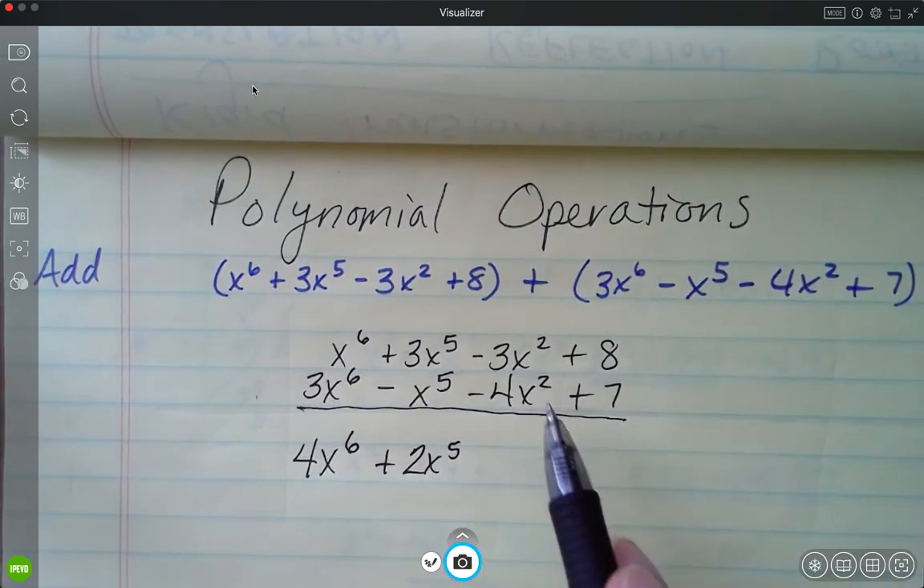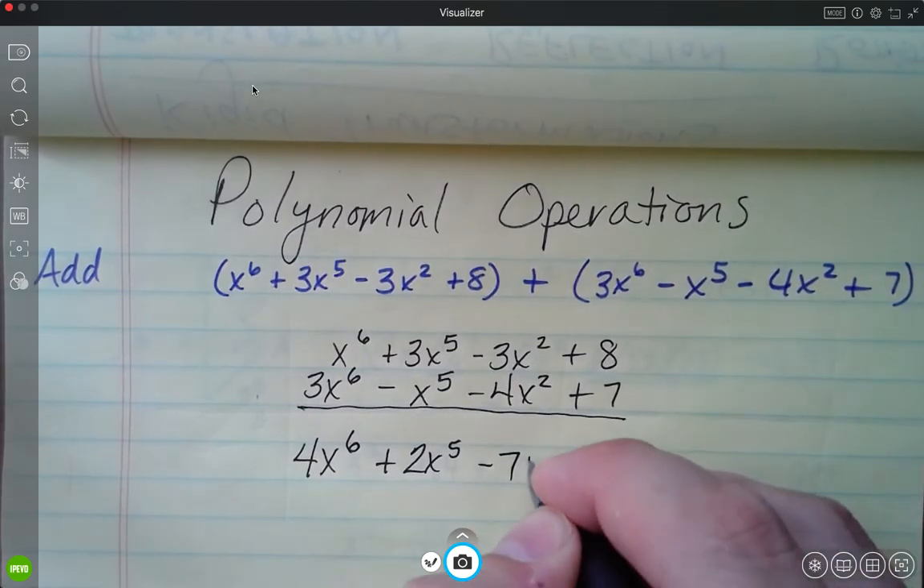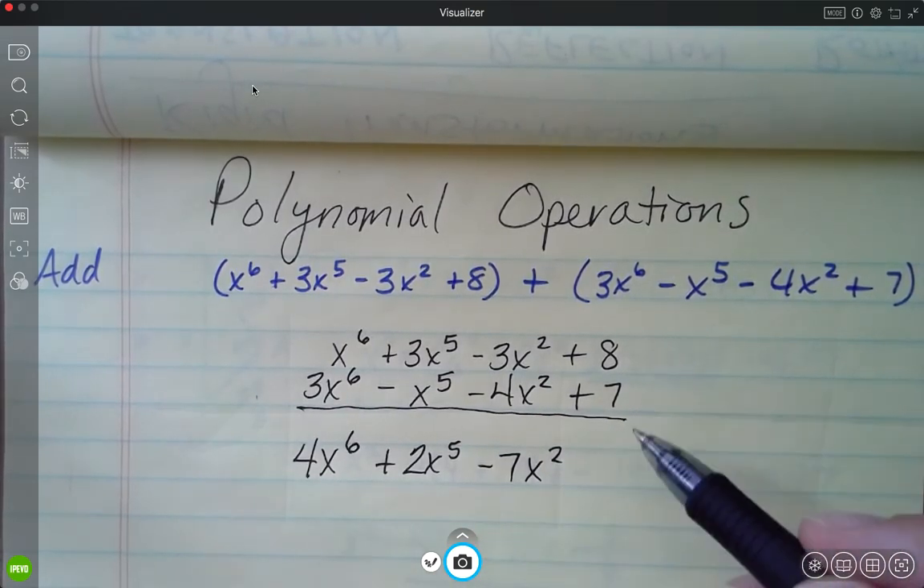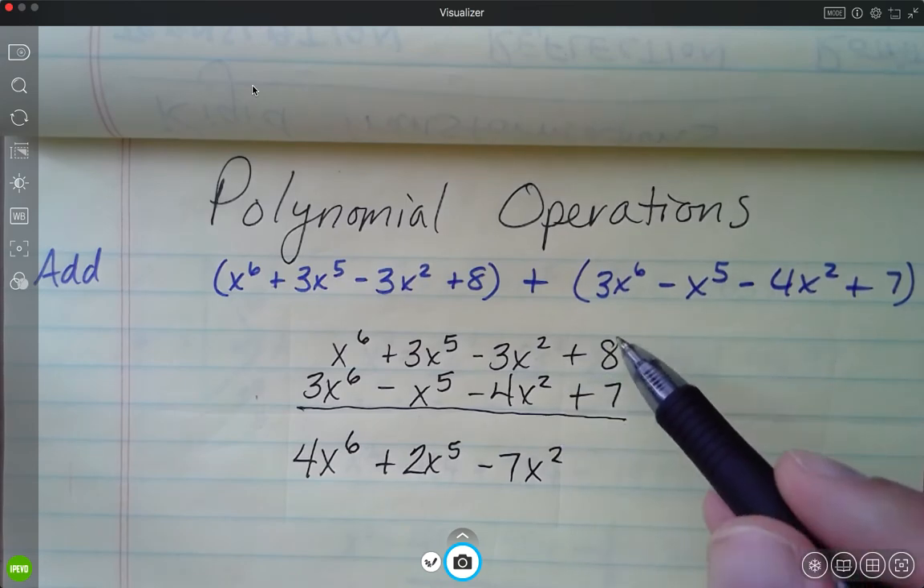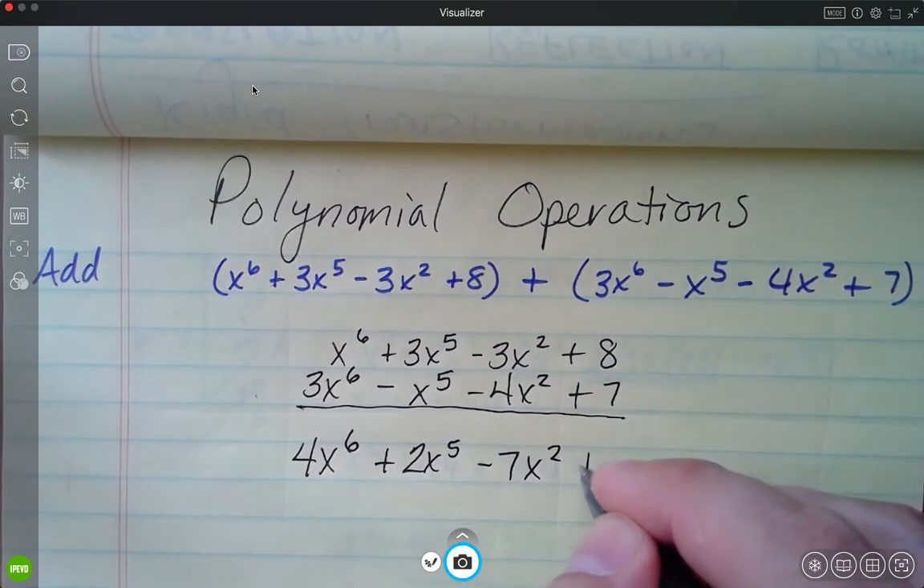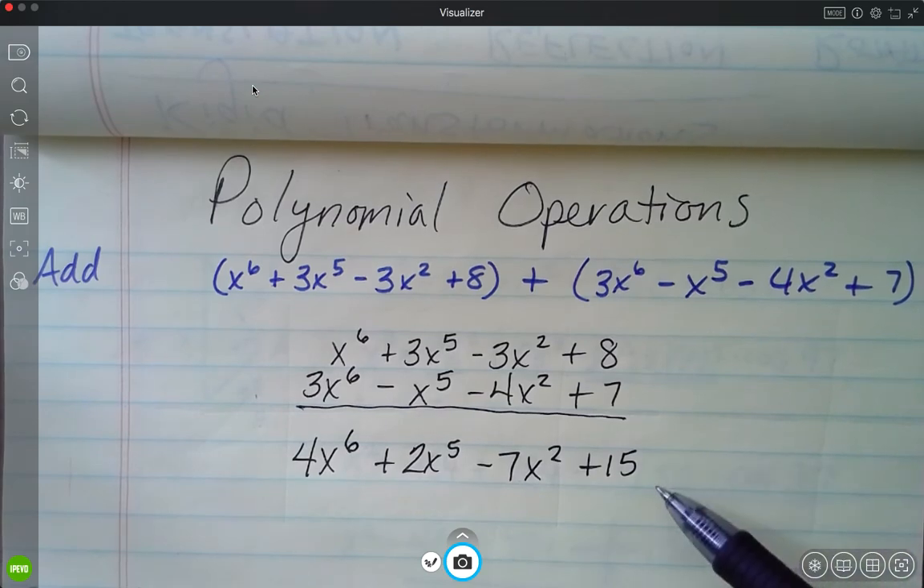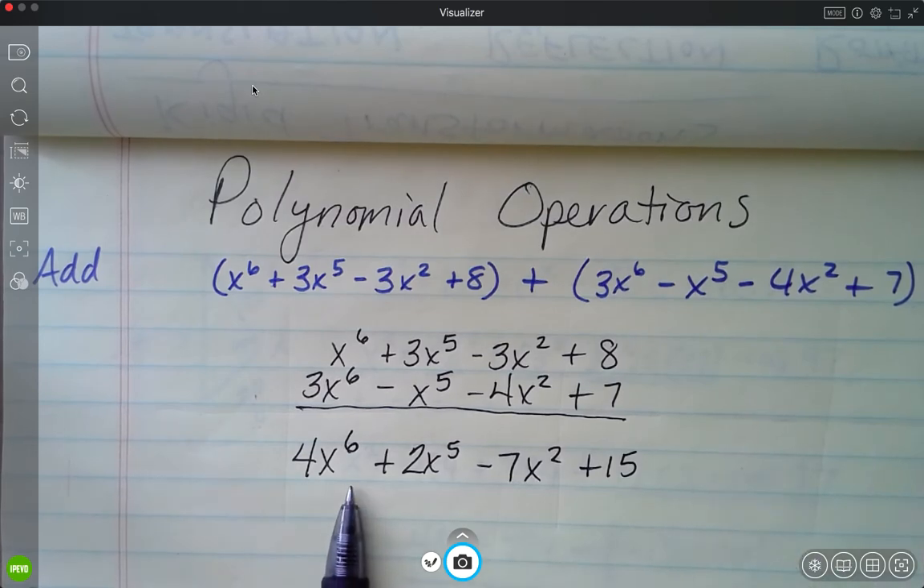Then I've got a negative 3x squared and a negative 4x squared, which gives me a negative 7x squared. And then I've got an 8 and a 7. My constant terms will go together. Those are like terms, plus 15. It is usually the correct way to finish in standard form, and so my terms are in order by their exponents.